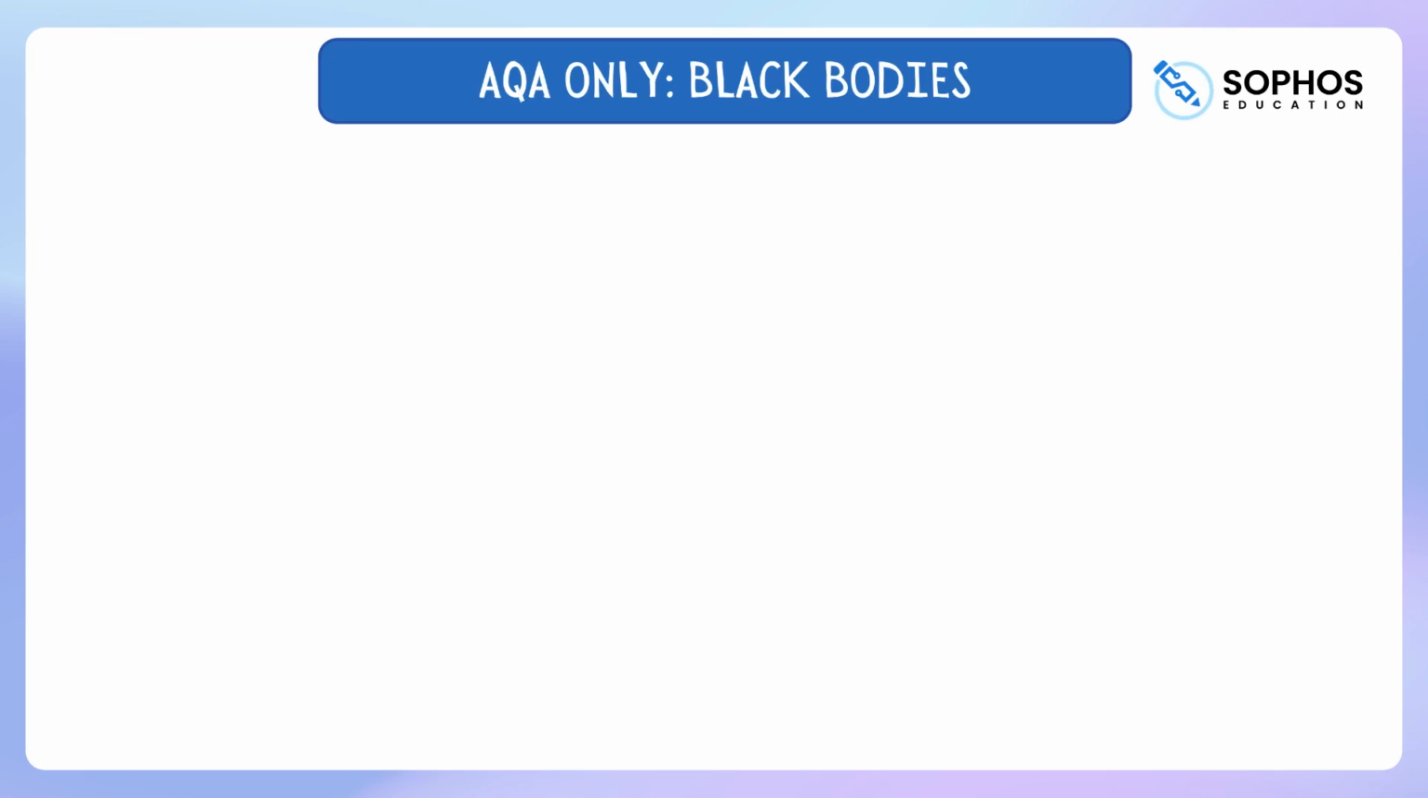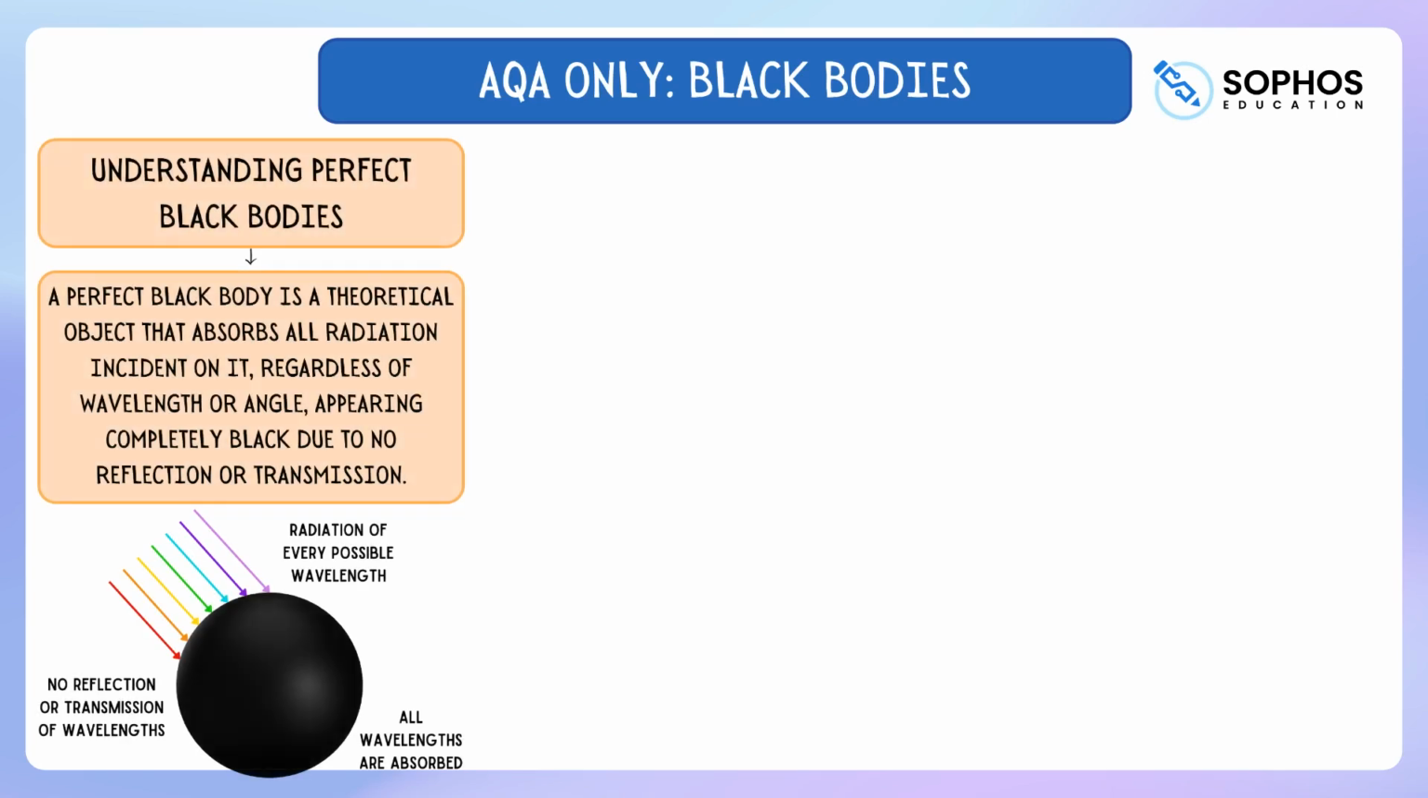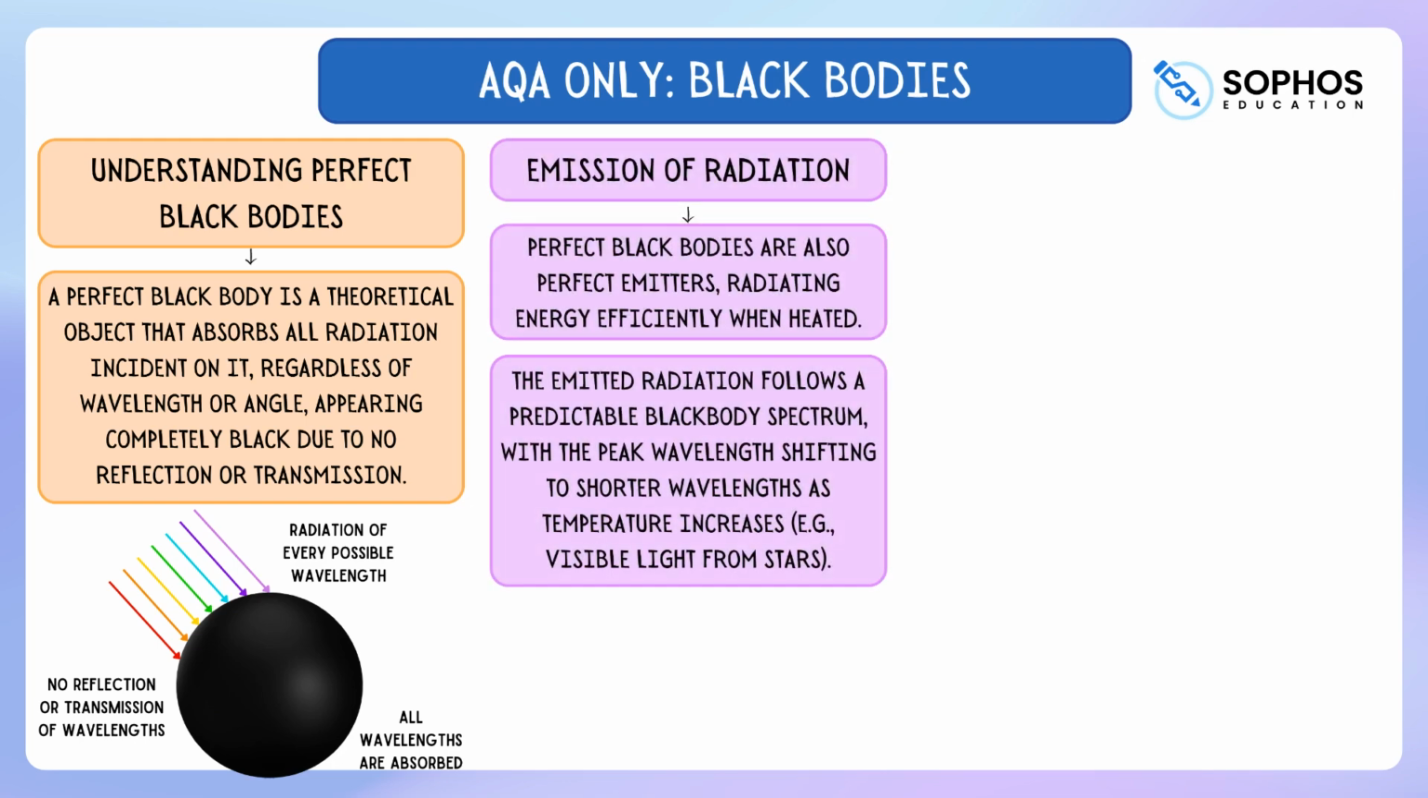In today's lesson, we delved into the concept of perfect black bodies, theoretical objects that absorb all incident radiation and appear completely black due to the lack of reflection and transmission. We discussed their unique characteristic of emitting radiation very efficiently when heated, referred to as black body radiation. This emission follows a predictable spectrum that shifts based on temperature, which is crucial in understanding objects like stars.